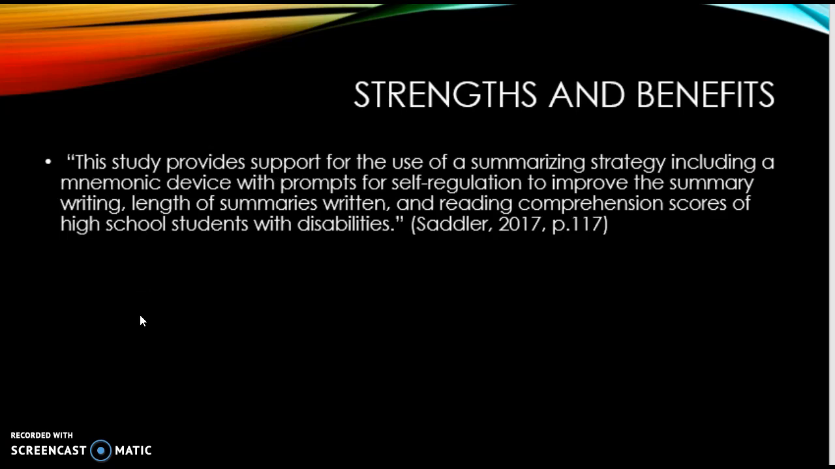Strengths and benefits include: this study provides support for the use of summarizing strategy, including a mnemonic device which prompts for self-regulation to improve the summary writing, lengths of summaries written, and reading comprehension scores of high school students with disabilities.